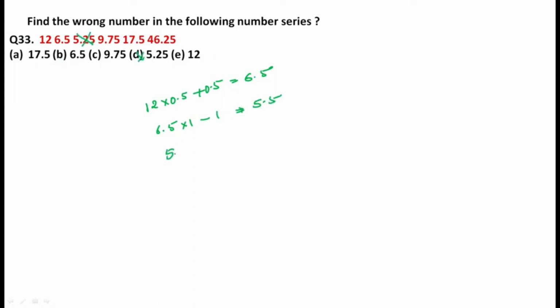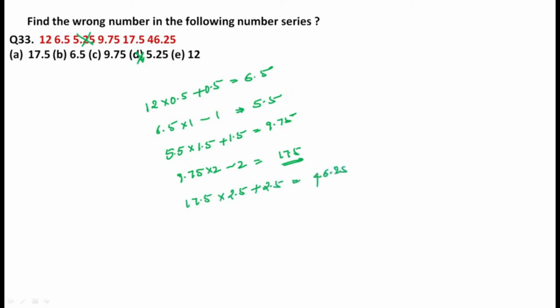Now if you still have any doubt, you can multiply 5.5 by 1.5 times. And if you add 1.5, now you can get 9.75. The same way, 9.75 is multiplied by 2 and you can subtract 2. So 9 2s are 18, 18 minus 2 is equal to 16. And we have 7.5 means 1.5, the value becomes 17. That's why the wrong number in the series is 5.25. Check your calculation. So 17.5 is multiplied by 2.5, you need to add 2.5. Now you can get 6.